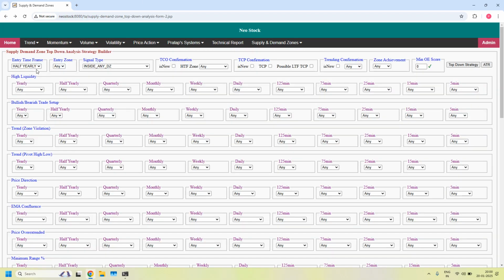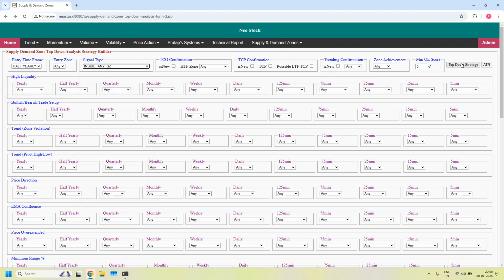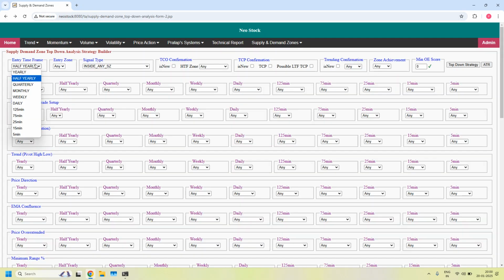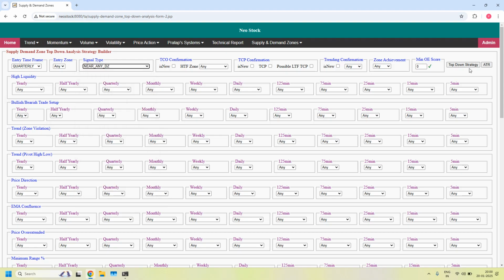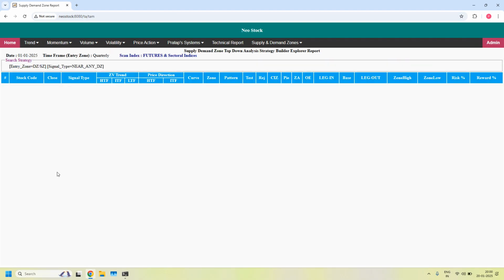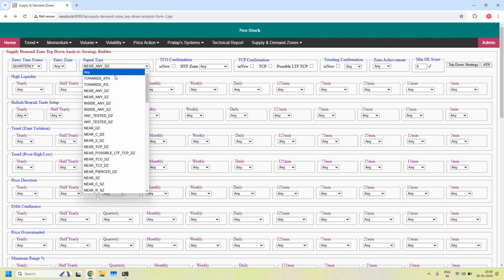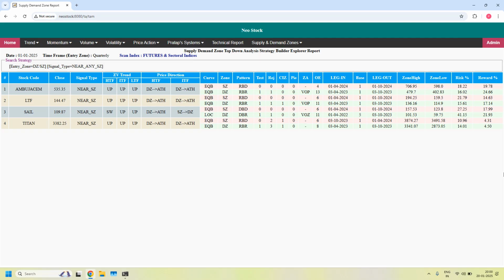Next, half yearly time frame. Price closed inside half yearly supply zone. We got 2 stocks. Next time frame is quarterly. Stocks near quarterly demand zone. No stocks are available. For quarterly time frame, stocks near quarterly supply zone. 4 stocks are filtered.